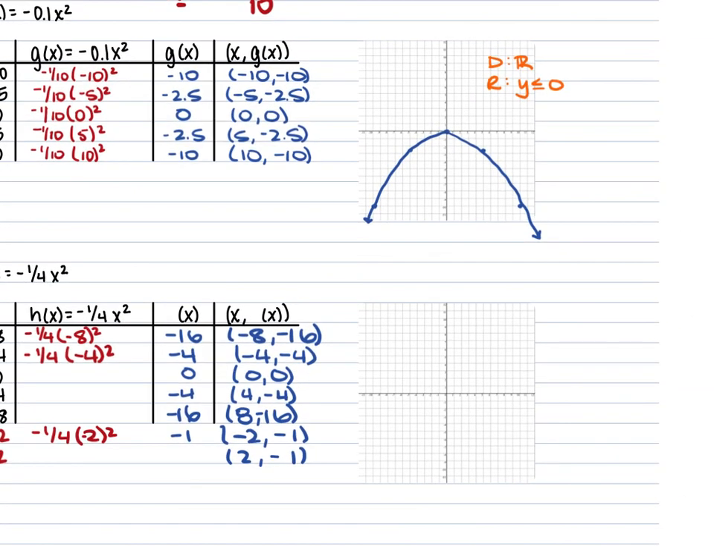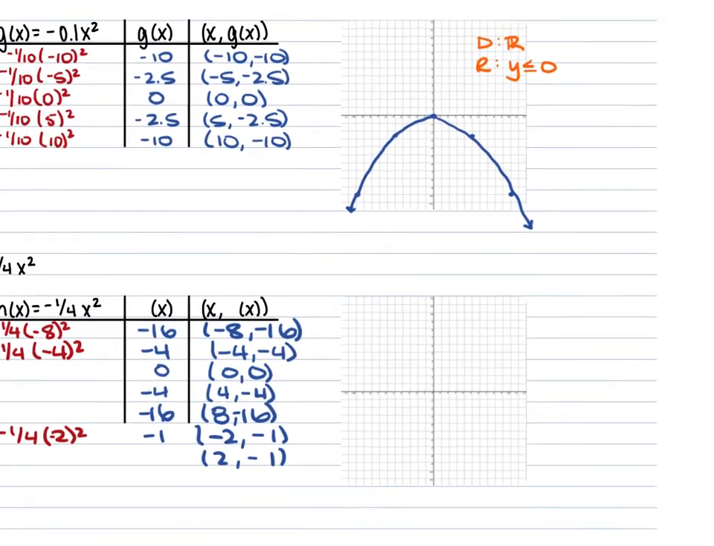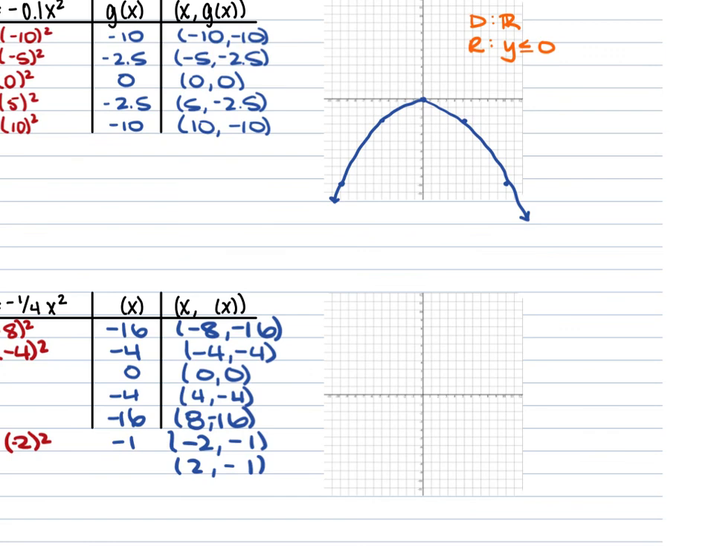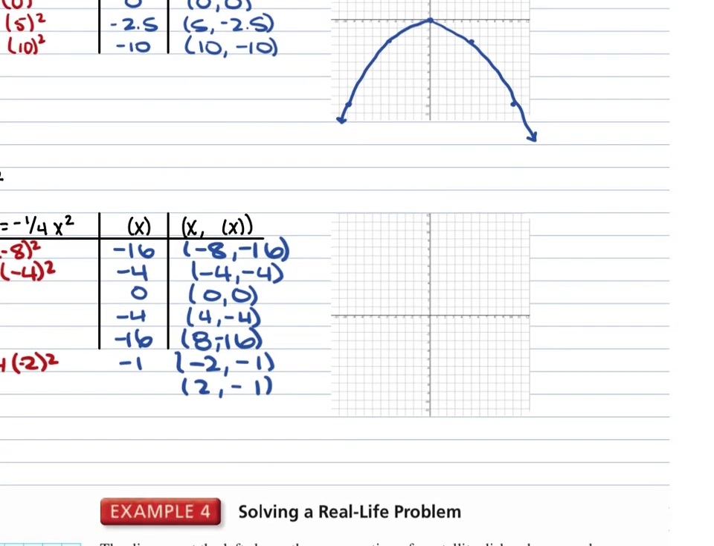So the 8, negative 16, and that negative 8, negative 16 are not going to be able to be drawn on this coordinate plane. However, the negative 4 can, and it's going to be here. Then we have negative 2, negative 1, 0, 0, 2, negative 1, and 4, negative 4. So we draw those lines through those points. Our domain is all real numbers. Our range is y is less than or equal to 0.